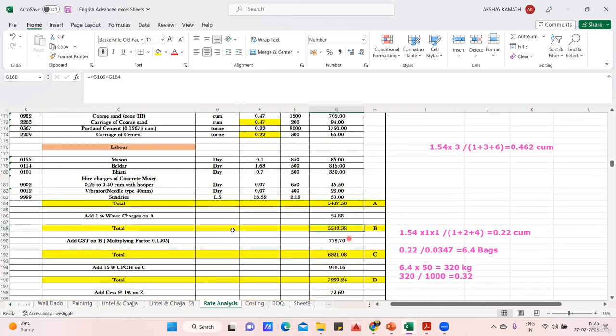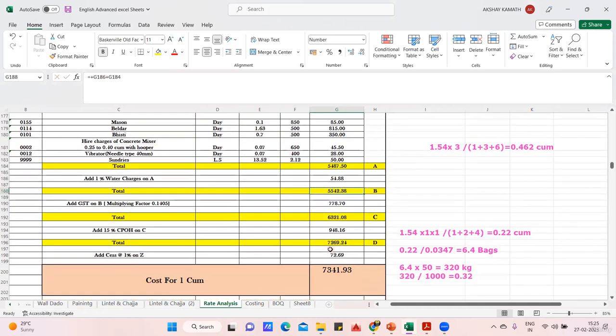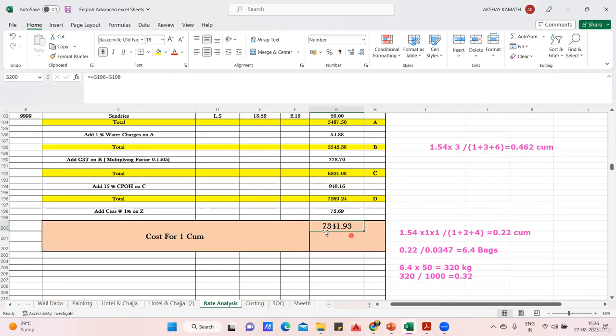It is B. And on this you'll put a GST of 14.5%. You'll get 6321. And on this you'll put a contractor profit of 15%. You'll get 7269. On this we'll put 1% of sales, which will be 72.69. And if we add both of these things, you'll get how much? 7341 rupees per cubic meter. So this is for M10 grade of concrete. So according to my rate analysis, it is 7341.